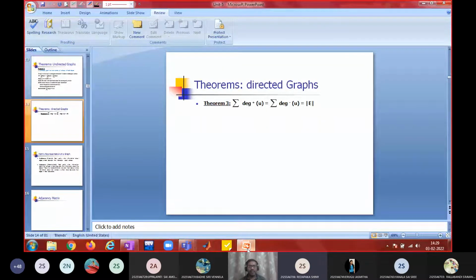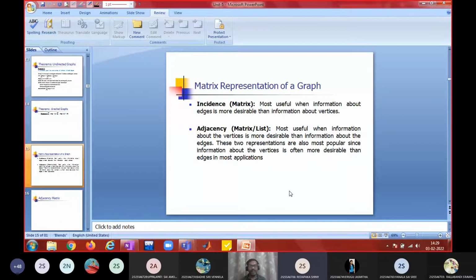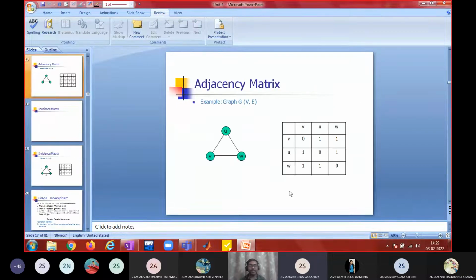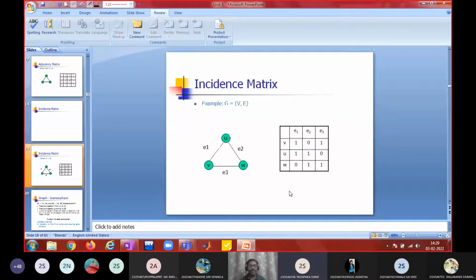In case of a directed graph, the sum of out degree is equal to the sum of the in degree, which is equal to the number of edges. So you can count the number of edges through the sum of in degree or through the sum of out degree. And we have seen this one, incidence matrix and adjacency matrix. So this is another example of writing adjacency matrix and incidence matrix. This is another example.